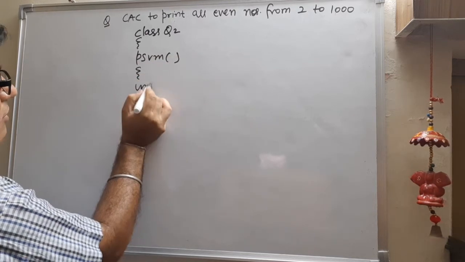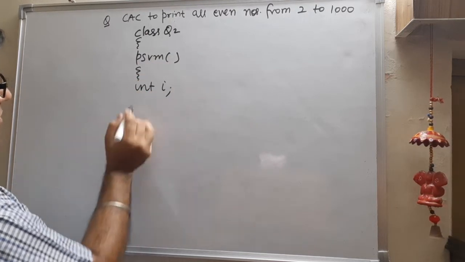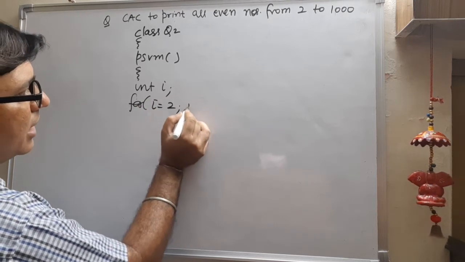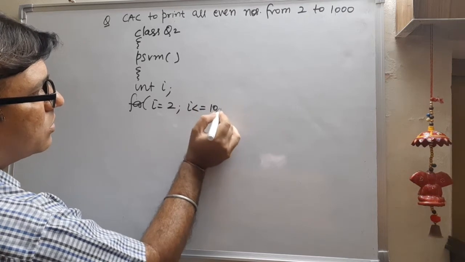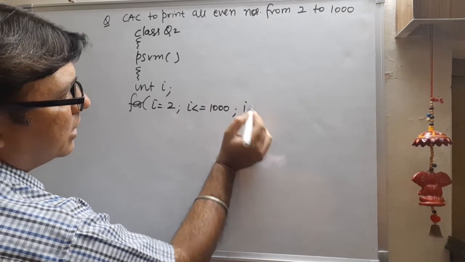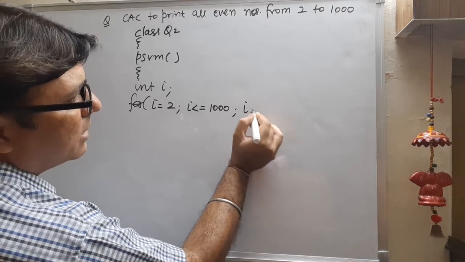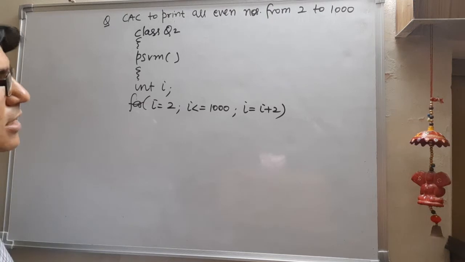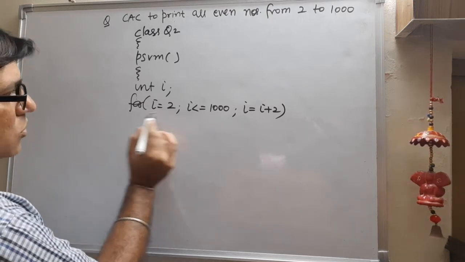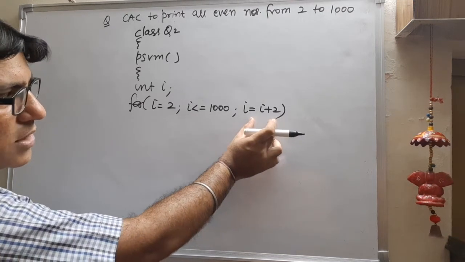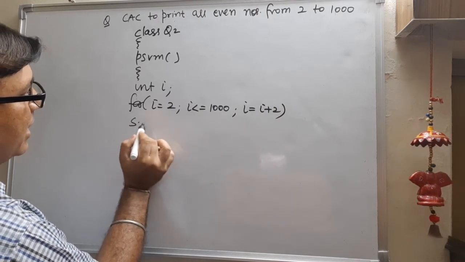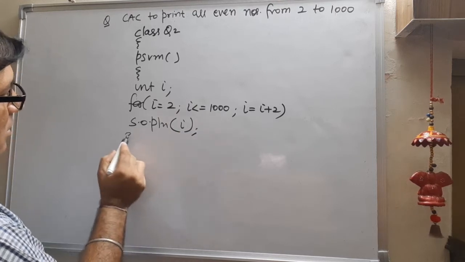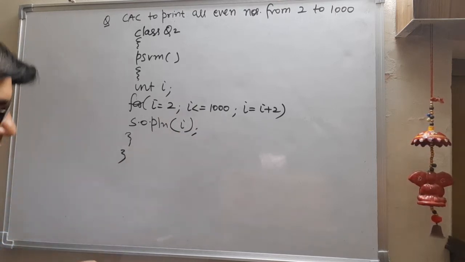In this we will take a variable int I for initial value as I is equal to 2, I is less than equal to 1000, and instead of I plus plus or I is equal to I plus 1, we will write I is equal to I plus 2. Since they are displaying the even numbers, so the gap is of 2 instead of 1. And we'll print as SOPLN I, and this will close.